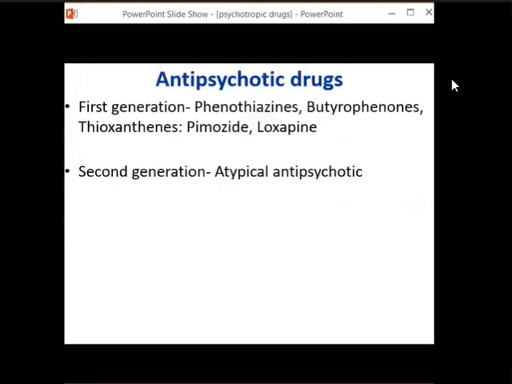Sometimes you can be asked about first generation and second generation antipsychotic drugs. First generation means all the typical antipsychotic drugs. Second generation are the atypical antipsychotic drugs. So let's start with chlorpromazine as a prototype drug.